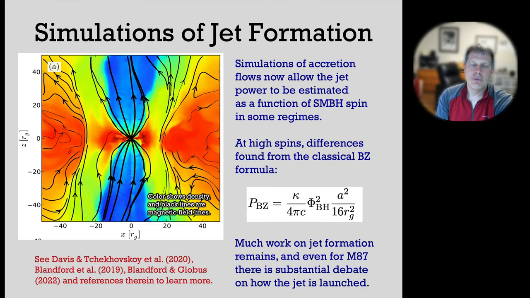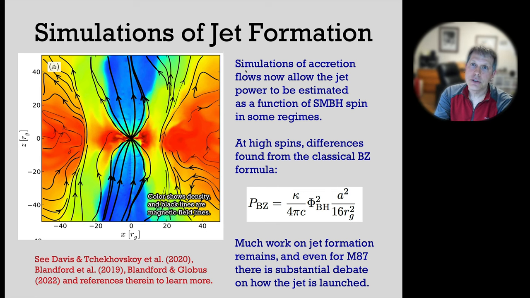And then finally, of course, I do want to mention that there are very productive simulations of jet formation being done by many researchers. Here's just one of them. This is a nice colorful image. The color here shows the density of plasma, and the black lines are showing magnetic field lines in this case. I believe this is from work by this researcher, Tchekhovskoy et al.